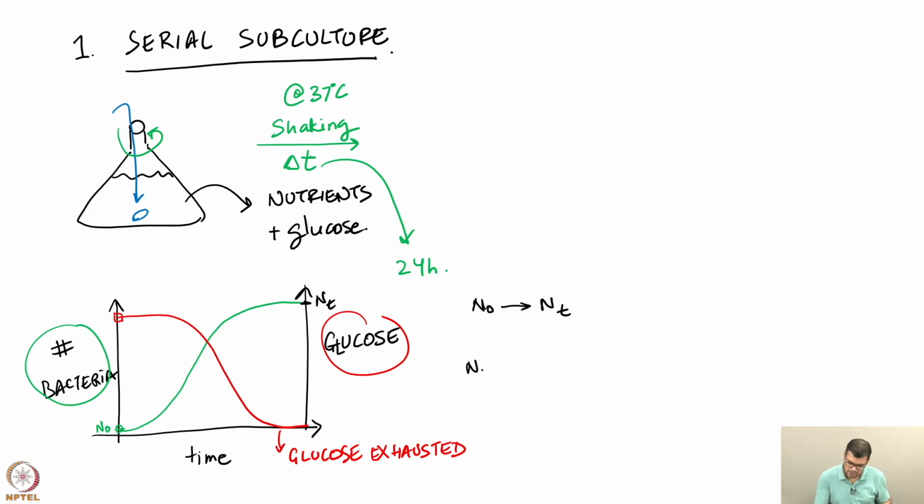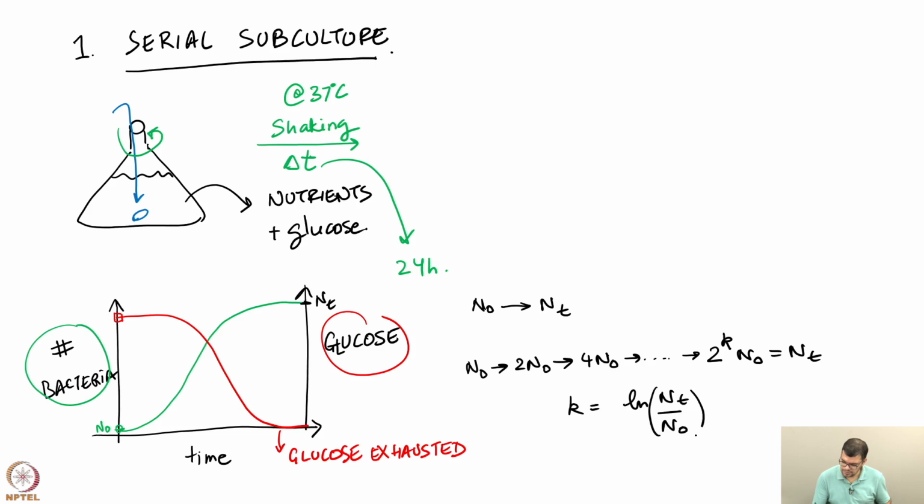happened in this time, so in one generation the number would become 2 times N naught, in 2 generations the number would become 4 times N naught, and so on and so forth. After k generations the number would become 2 to the power k times N naught, but this number is equal to Nt. So, the number of generations k that happened in these 24 hours is given by Nt upon N naught. So, I can find out how many generations were processed in this one day of growth.